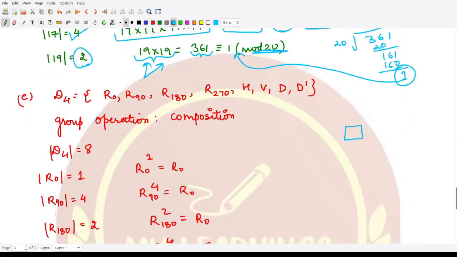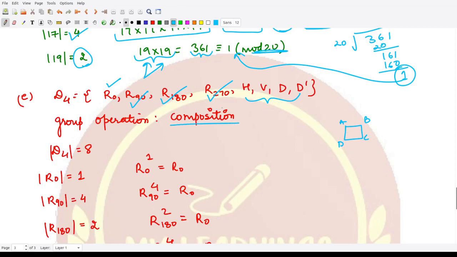We had this square, right? A, B, C and D. When you rotate it by 0 degrees, that is the same orientation. When you rotate it by 90 degrees, we have a different orientation, right? 180, rotating it by 180 degrees, rotating it by 270 degrees, then taking a horizontal flip, then taking the vertical flip, then taking the diagonal flip, and then taking the other diagonal flip, right? These are the reflections. Now here the group operation is composition.